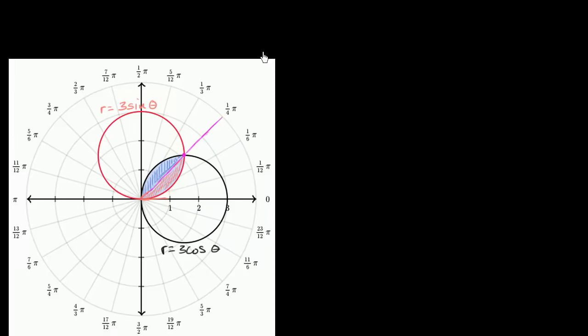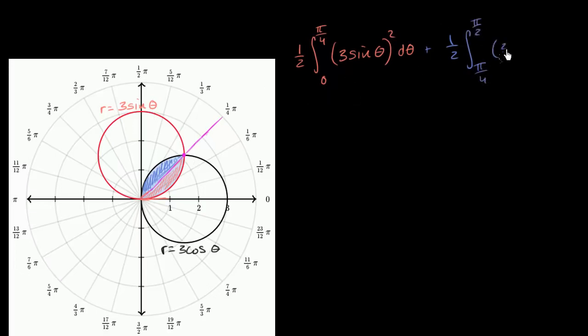So this first area right over here, we already know is going to be 1/2 times the definite integral from 0 to pi over 4 of, what are we bounded by? 3 sine of theta, and we're going to square that thing, d theta. That's the orange region. And then this blue region right over here is going to be 1/2 times the definite integral from pi over 4 to pi over 2 of 3 cosine theta squared d theta. That's this region right over here.